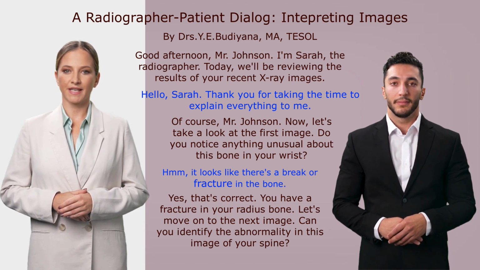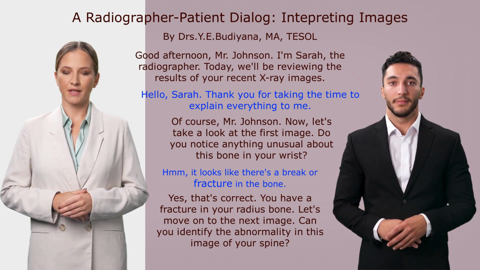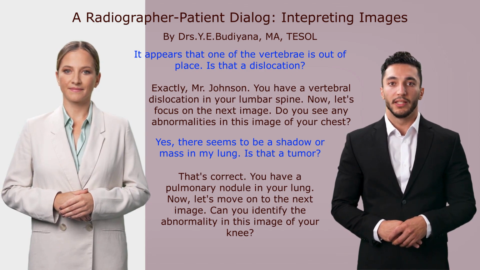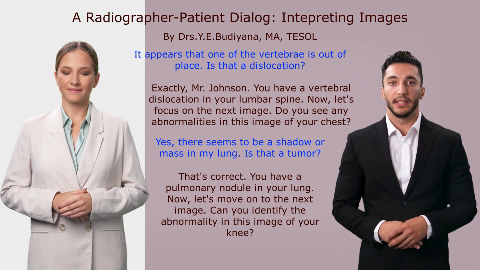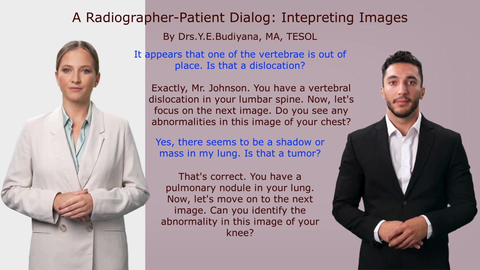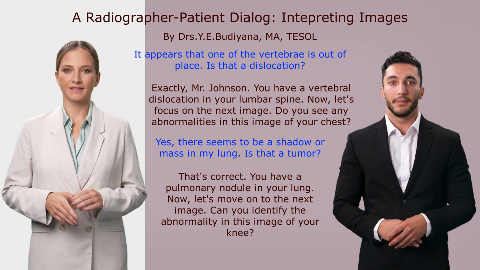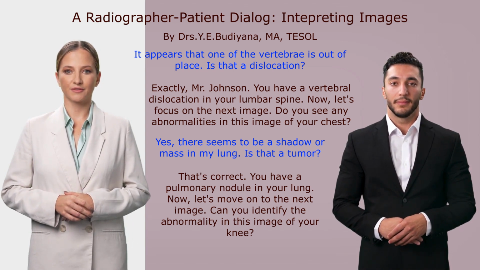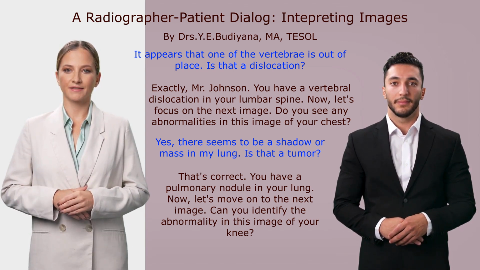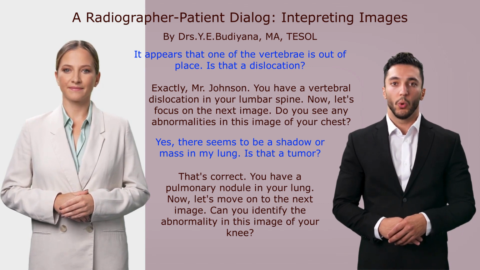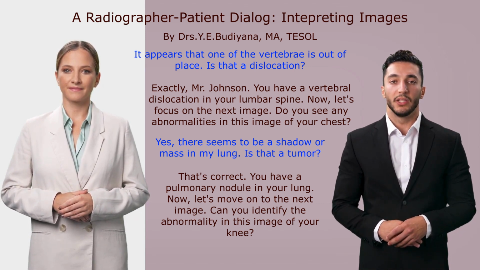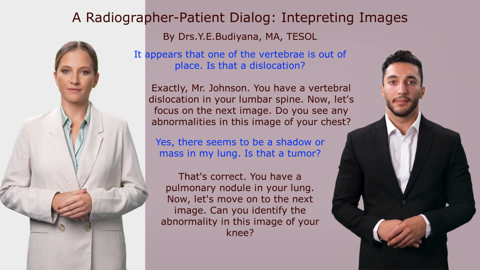Can you identify the abnormality in this image of your spine? It appears that one of the vertebrae is out of place. Is that a dislocation? Exactly, Mr. Johnson. You have a vertebral dislocation in your lumbar spine. Now let's focus on the next image. Do you see any abnormalities in this image of your chest? Yes, there seems to be a shadow or mass in my lung. Is that a tumor? That's correct. You have a pulmonary nodule in your lung.